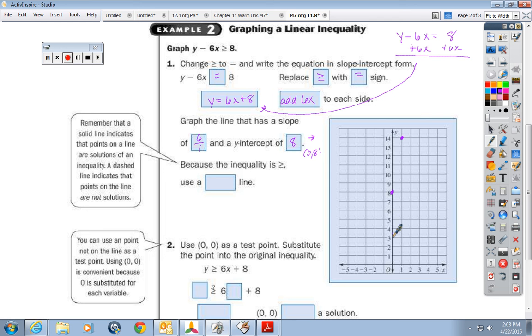Okay? And still, is that a positive line? Yeah, because the number in front of x is positive. Now, because I had this as an inequality symbol, that box tells me to connect the dots how? Solid or dashed line?